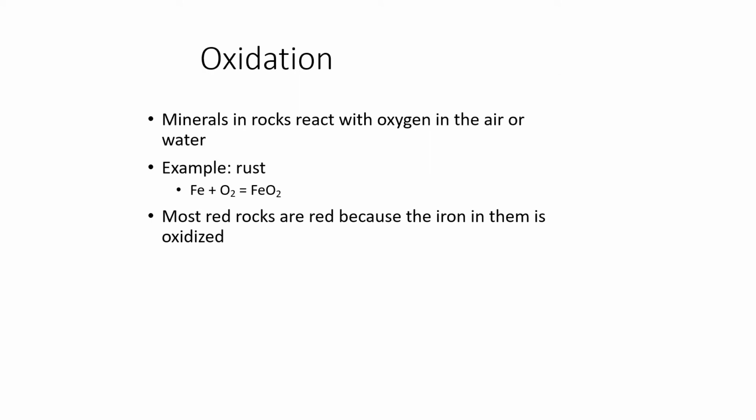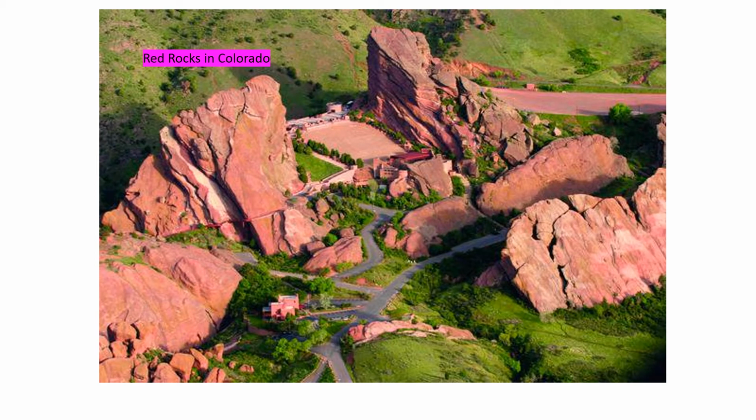Oxidation happens when minerals in rocks react with oxygen either in the air or water. And a really good example of that is rust. Fe plus oxygen gives us iron oxide. Anytime you see red rocks or red soil or yellow rocks or yellow soil, it's because the iron in those has been oxidized. Mars is the red planet. Why? Because of rust. Oxidation has taken place.